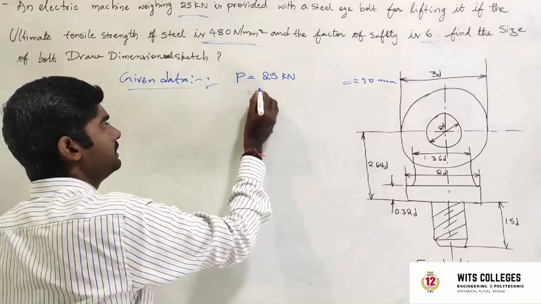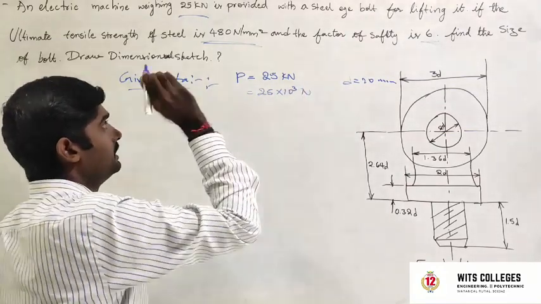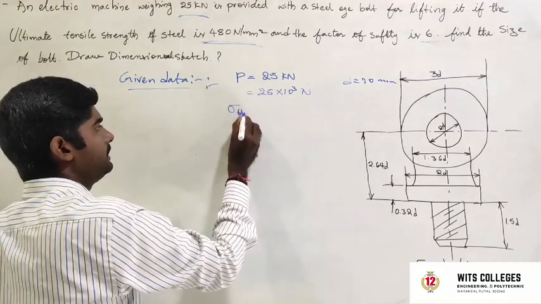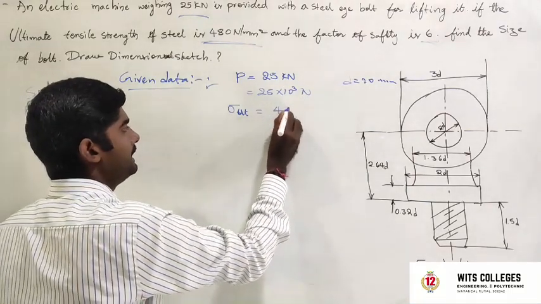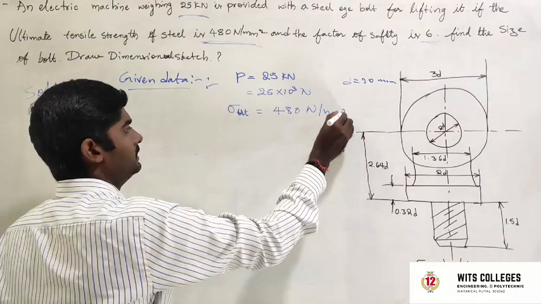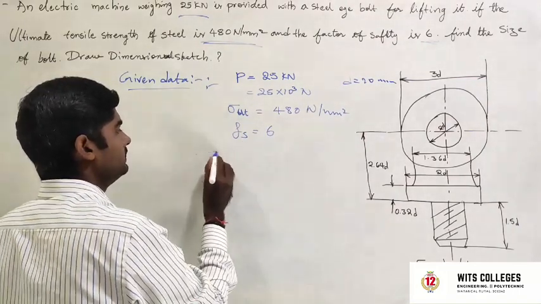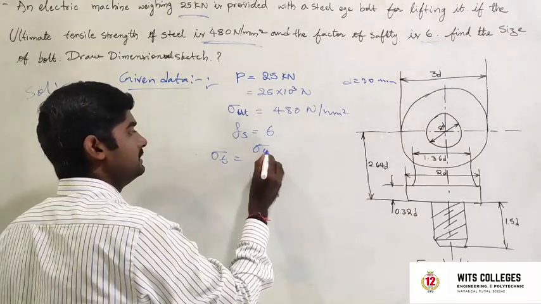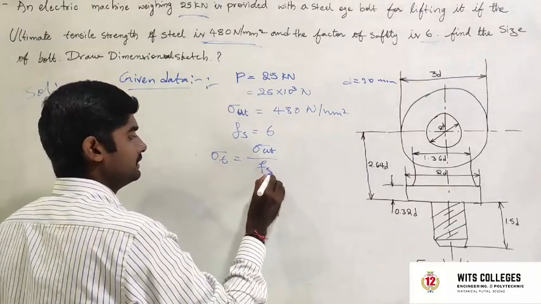25 kilonewton means 25 into 10 to the power of 3 newtons. And ultimate tensile stress, sigma ut, is equal to 480 newtons per mm square. Factor of safety Fs is equal to 6. Then sigma t is equal to ultimate tensile strength by factor of safety.